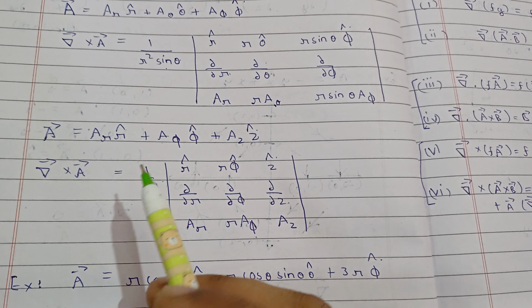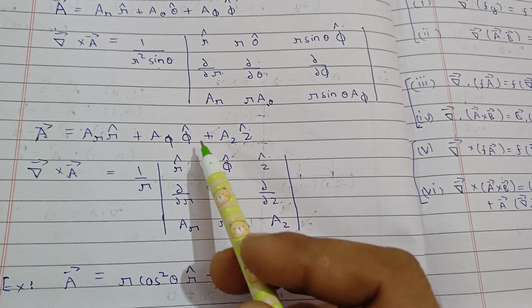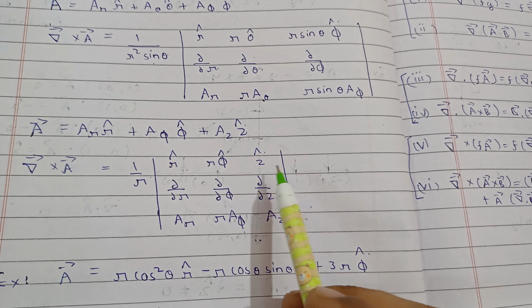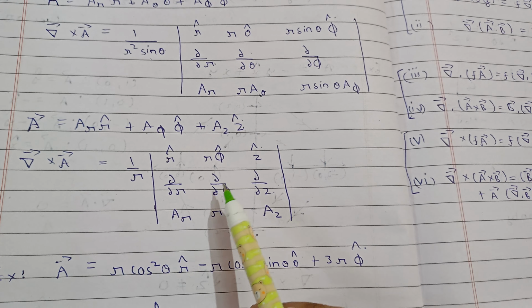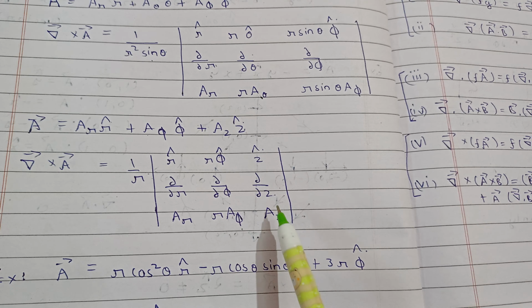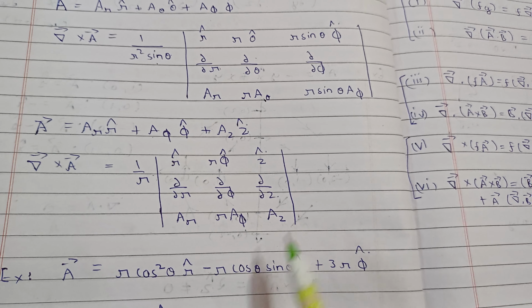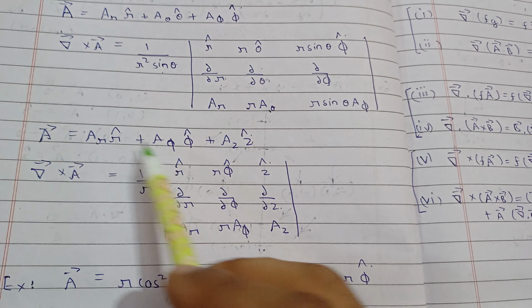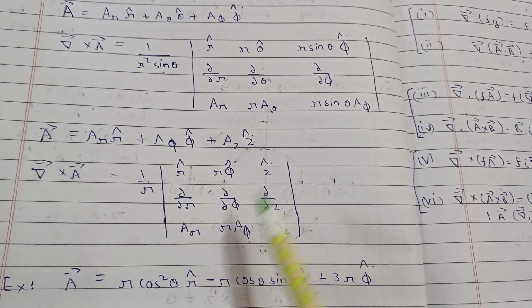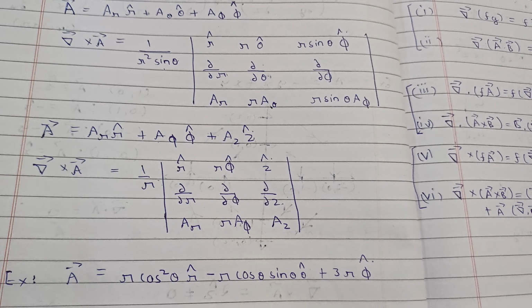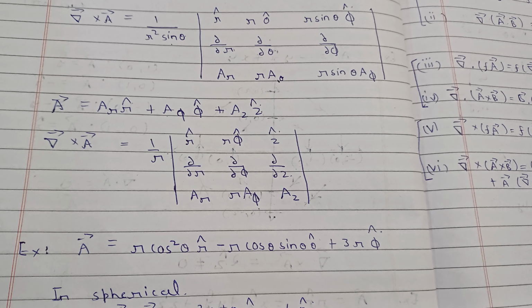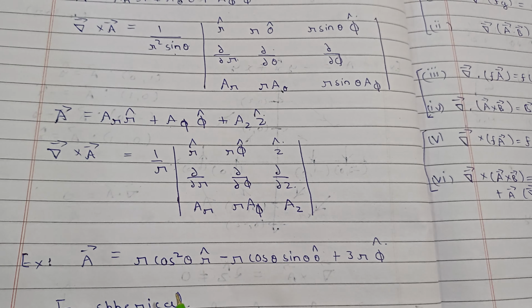So in cylindrical coordinates it will be A_r r cap, A phi phi cap, and A_z z cap. So the formula will be this: r cap, r phi cap, and z cap, del by del r, del by del phi, del by del z, A_r, r A phi, A_z. So in place of them you will substitute A_r, A phi, A_z. Then you will solve this determinant and multiply with 1 upon r. That will give you curl of A in the cylindrical polar coordinates. Okay, so you must remember these.